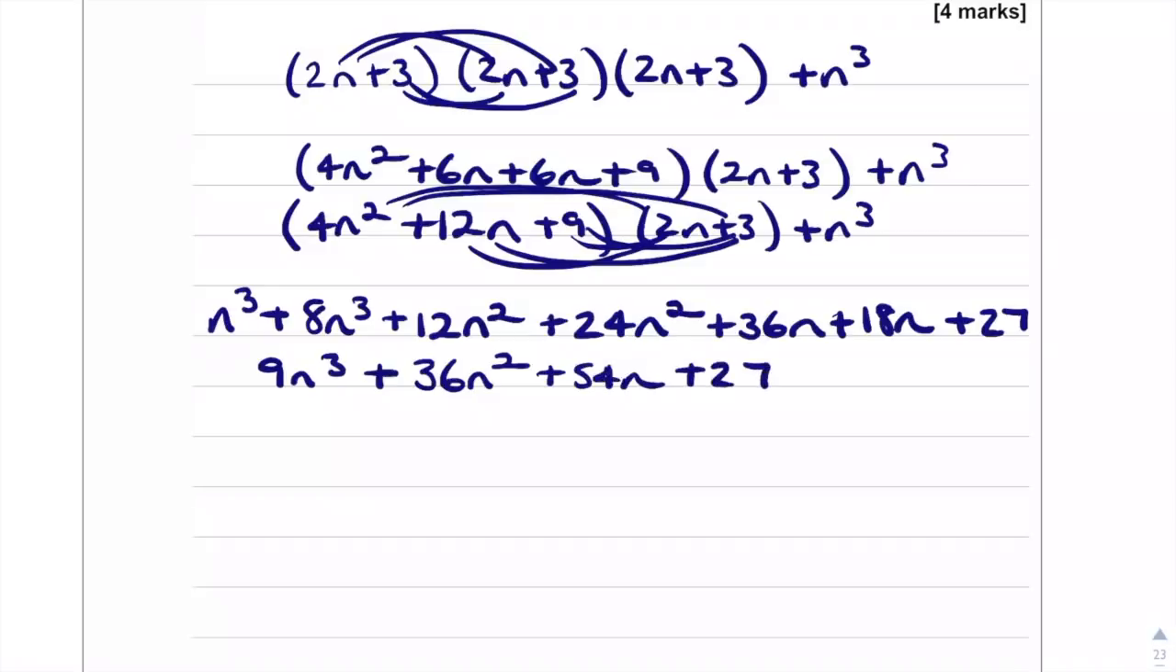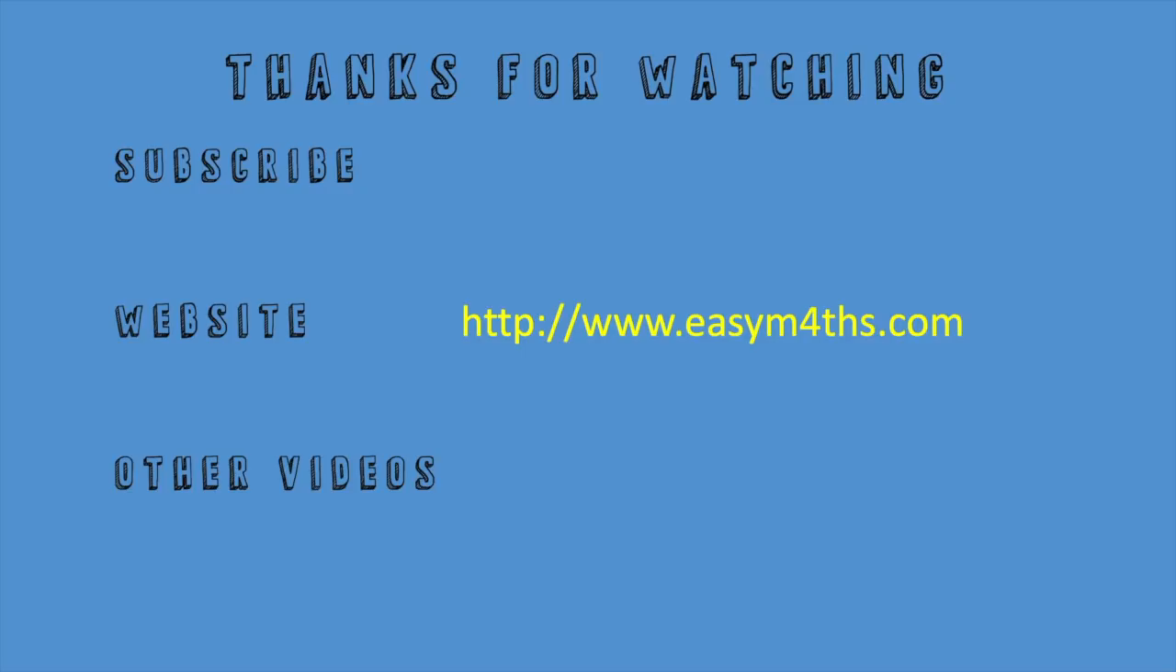Now, if all of the terms in this equation are divisible by 9, then we've proven that this equation is divisible by 9 for all integer values. So if we factorise 9 out, we get 9 times (n cubed plus 4n squared plus 6n plus 3). And therefore, we've proven that (2n plus 3) all cubed plus n cubed is divisible by 9 for all integer values of n.